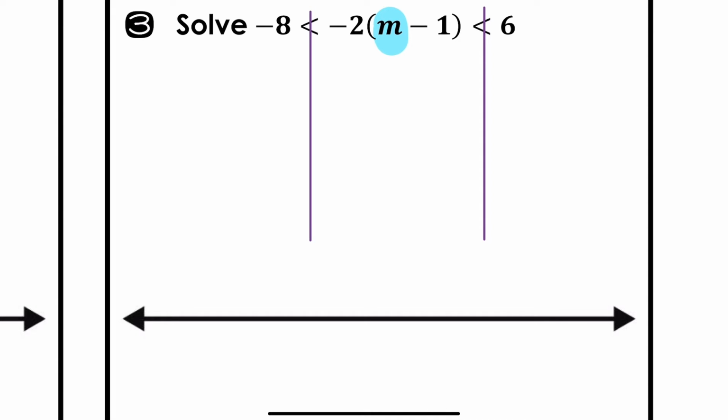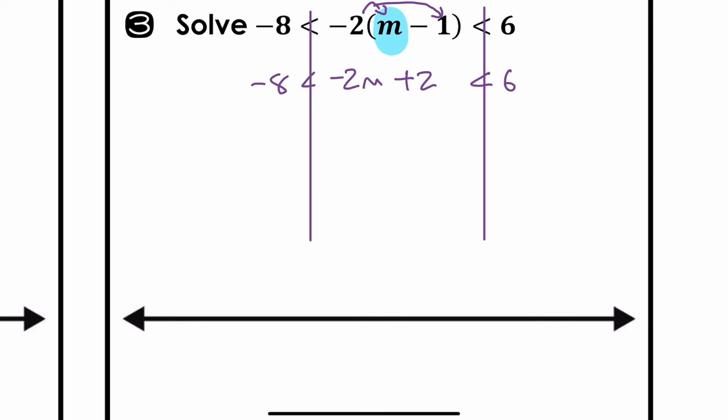Okay, so I see a set of parentheses here. That makes me think that I automatically need to distribute. Okay, so negative 2 times m is going to be negative 2m. Negative 2 times negative 1 is going to be a positive 2. And then everything else on the sides is just going to stay the same. I haven't touched those at all yet. I was just focusing on distributing. So those are just going to come straight down to our new problem.